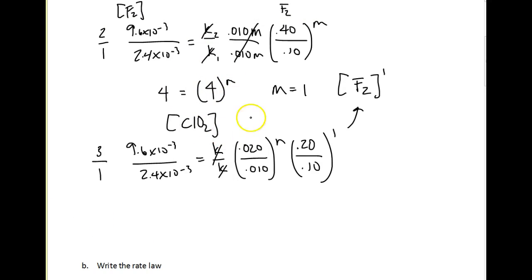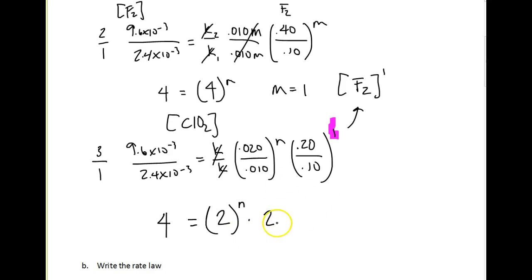When we divide out our rates, 9.6 times 10 to the negative third by 2.4 times 10 to the negative third, we're going to get 4. We're going to divide our 0.020 by 0.010. We obviously are going to get 2 raised to the n power multiplied by 2 raised to the first power, right there, and there we go. Now all we're going to do is solve it for n.